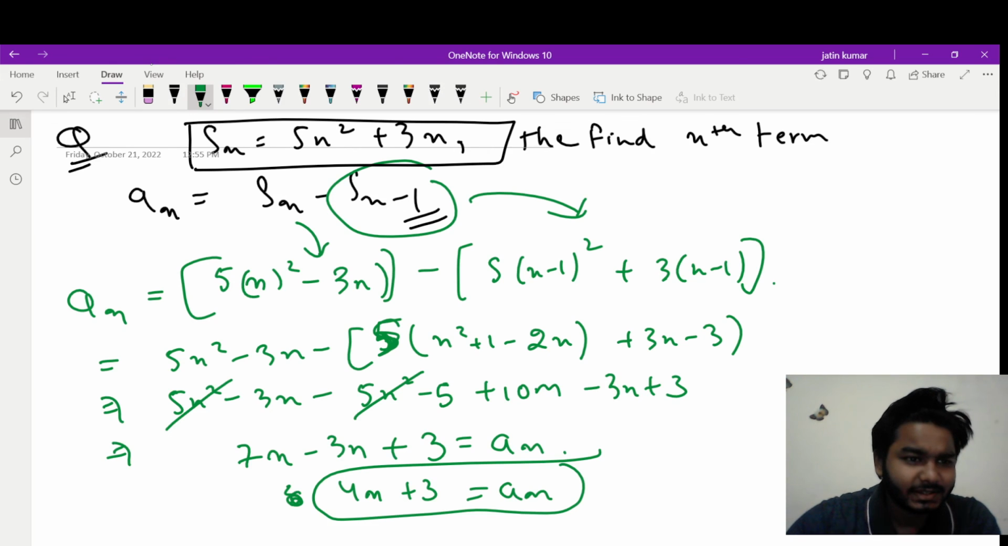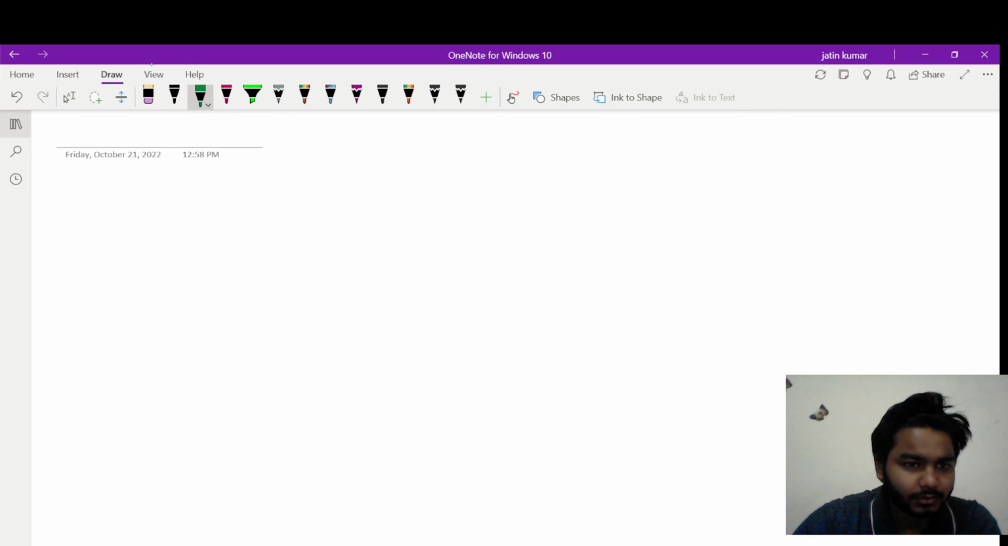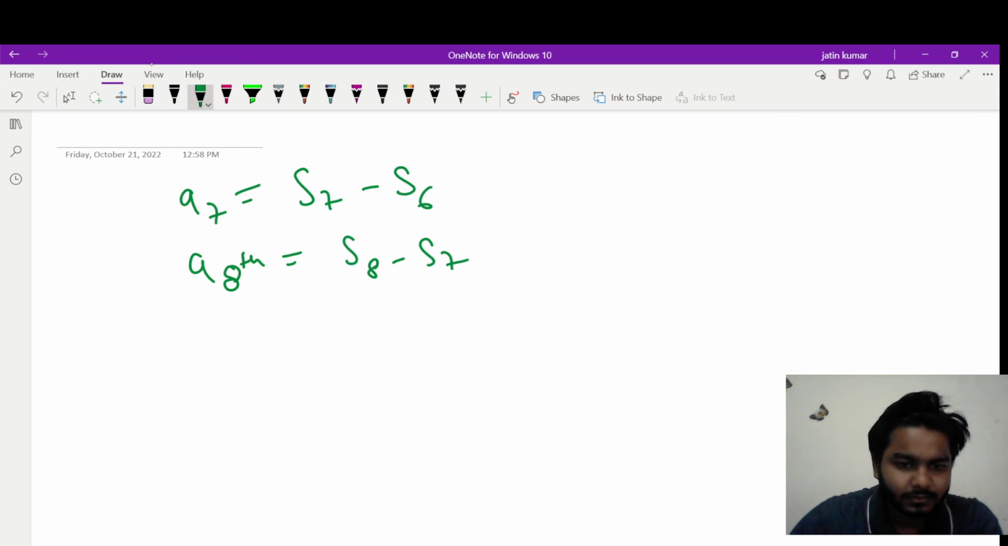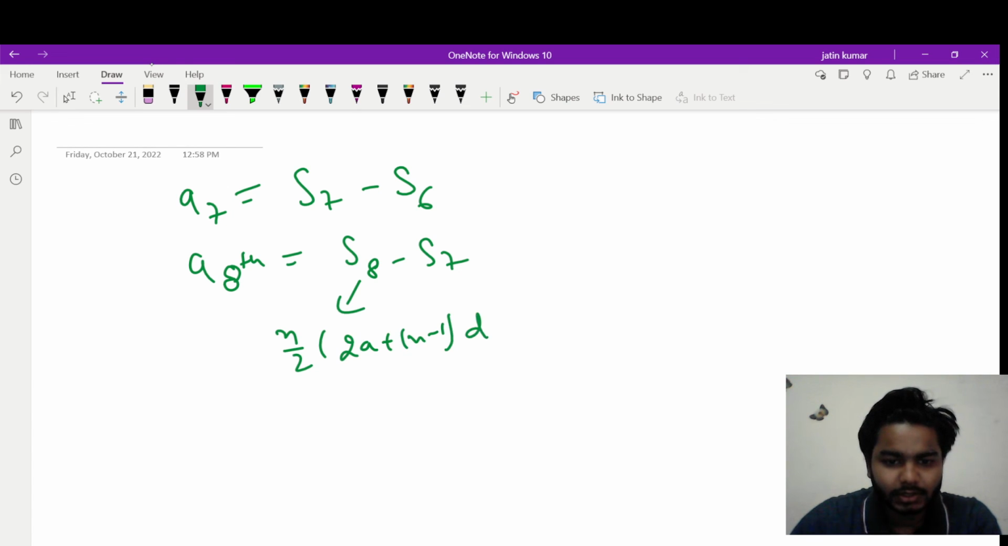Simple concept is, in case you have to find some particular term, you can find it by finding the sum till that term minus the sum till the preceding term. In case you have to find the 7th term, then you will find sum of 7 terms minus sum of 6 terms. In case you have to find the value of 8th term, then s8 minus s7. In case the question doesn't provide the formula, then you will apply the bigger formula, n by 2 into 2a plus n minus 1 into d. In case the question provides you the formula, then you will apply the question wala formula. Then you don't need to apply this.